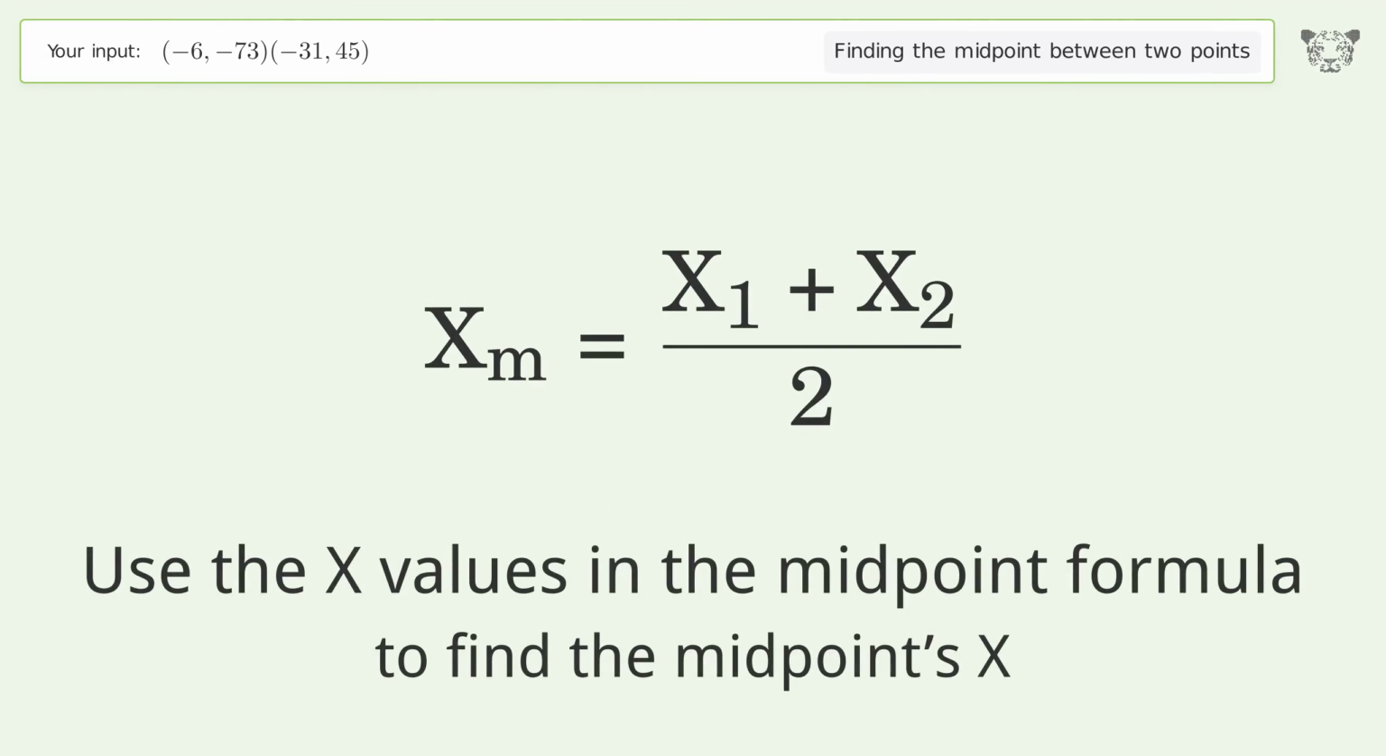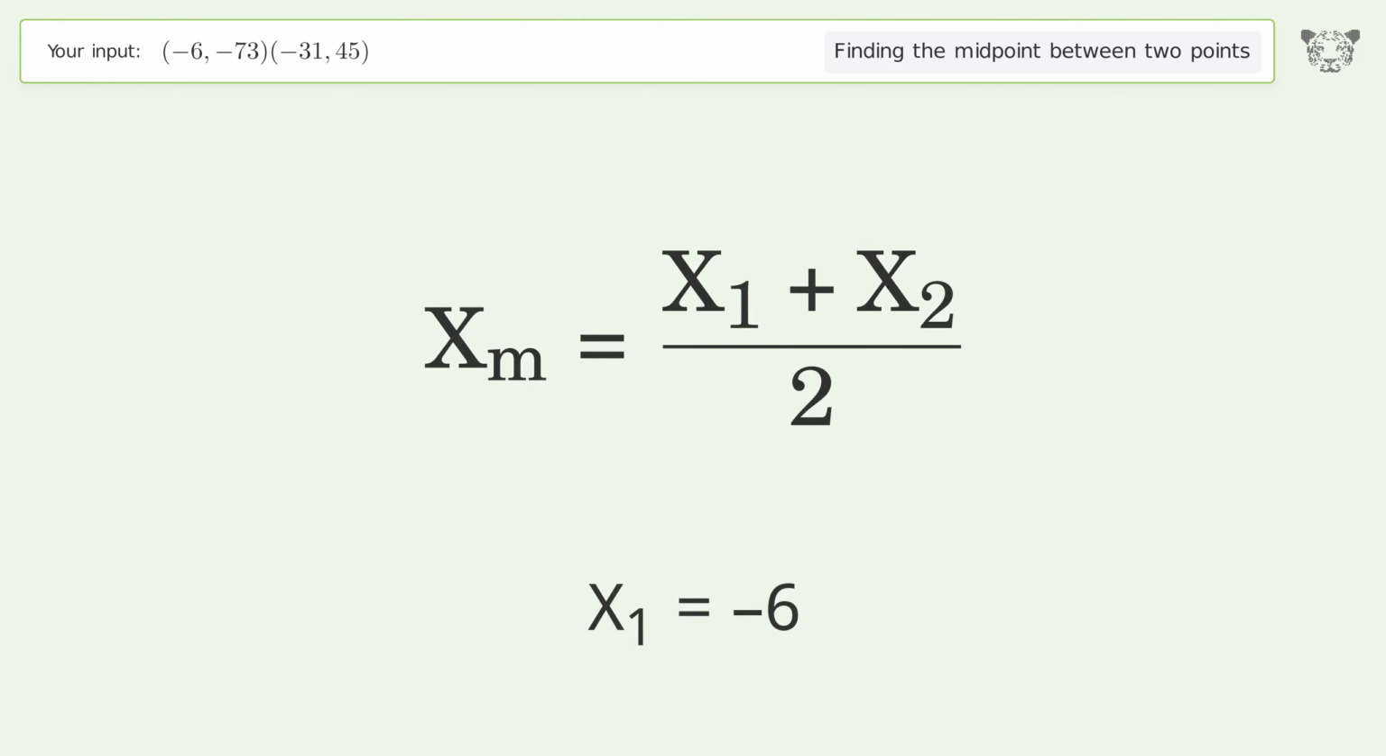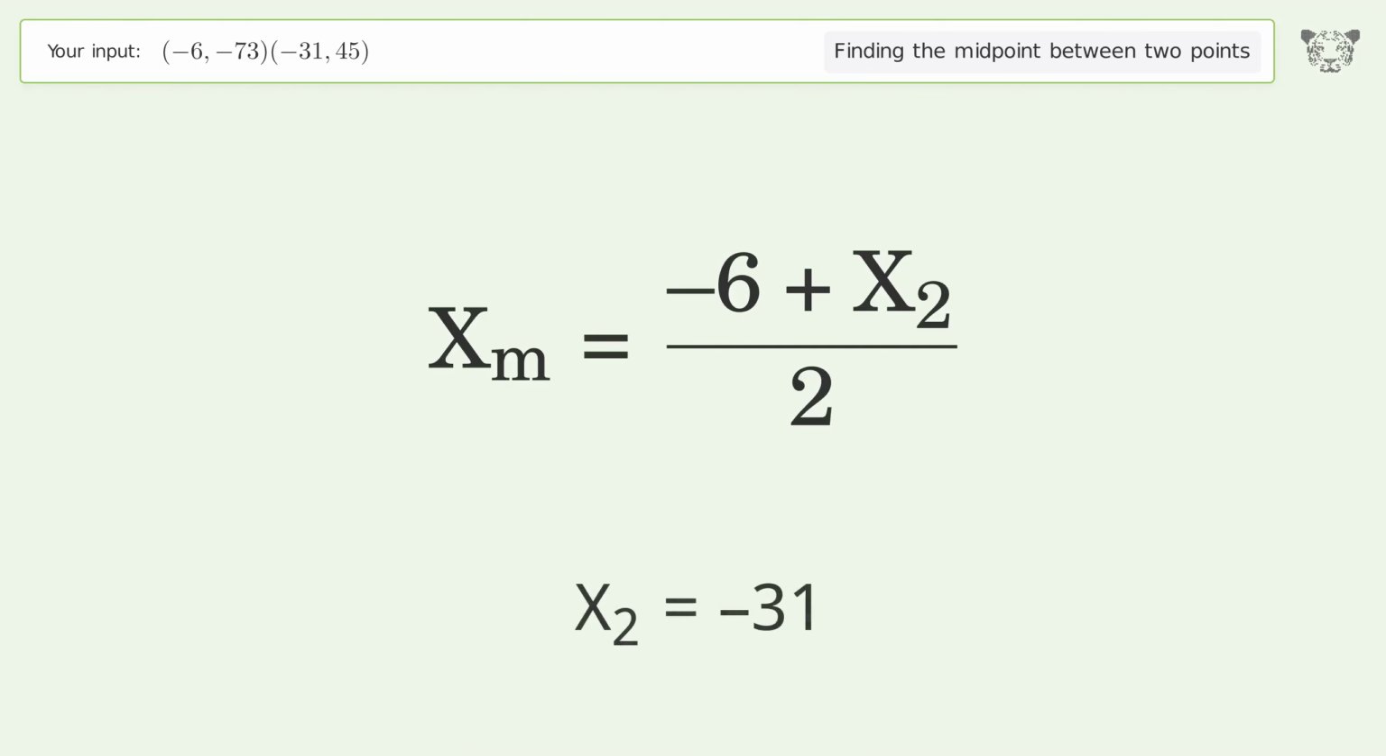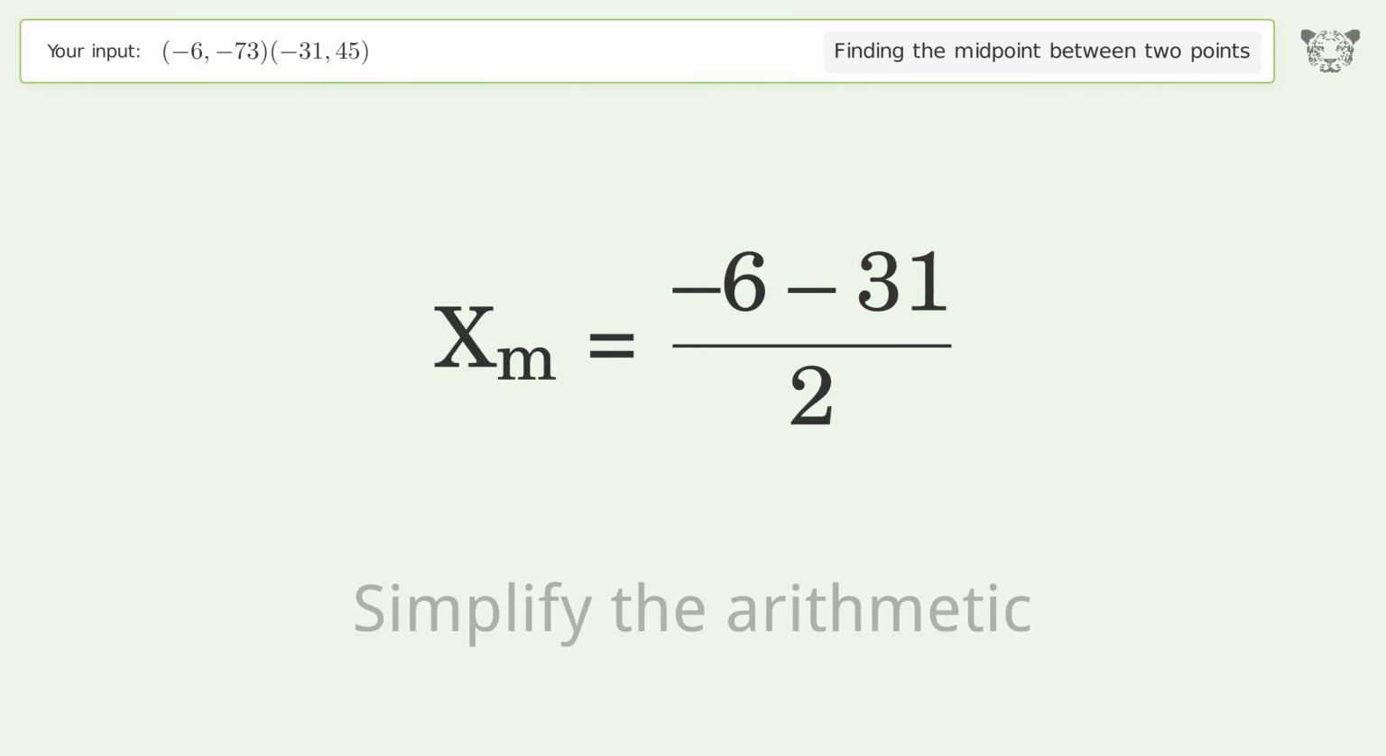Use the x values in the midpoint formula to find the midpoint's x. x1 equals negative 6. x2 equals negative 31. Simplify the arithmetic.